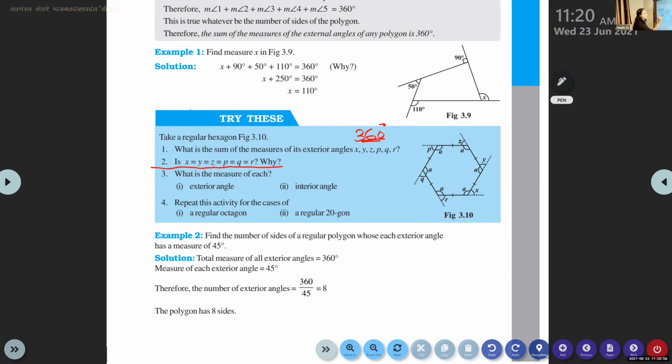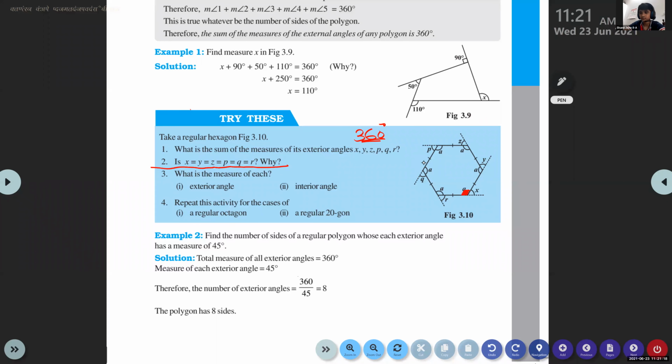Now, second question is X equal to Y equal to Z equal to P equal to Q equal to R. Yes. How did you understand? Because the interior angles are equal. Okay, because all these are same, right? Interior angles are same. Yes, ma'am.